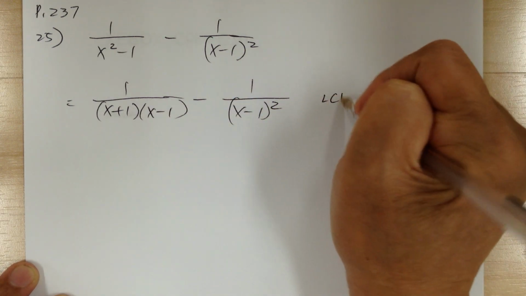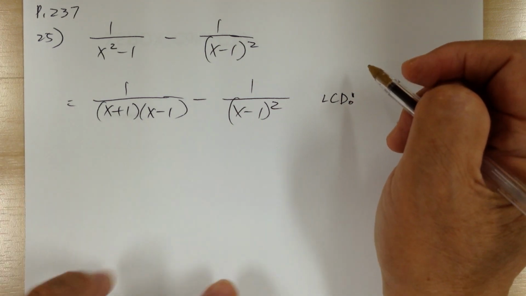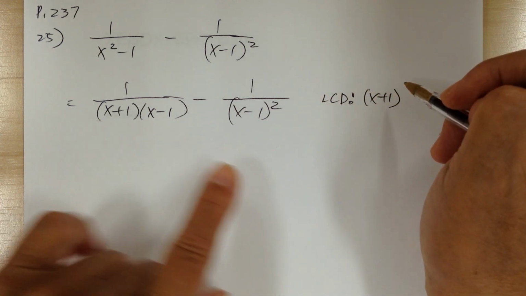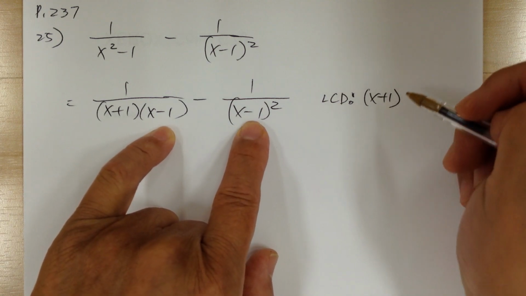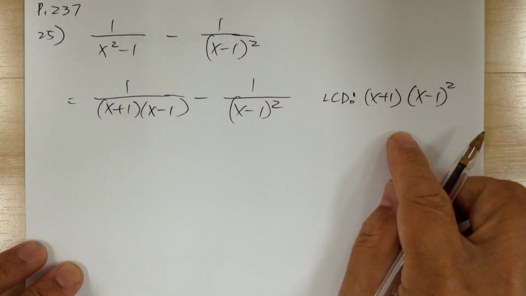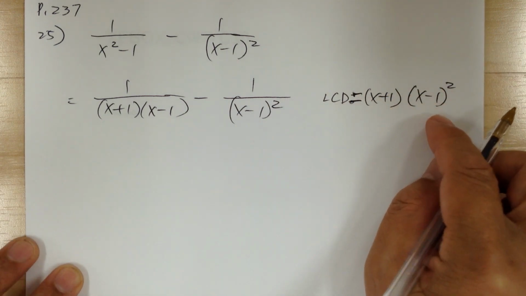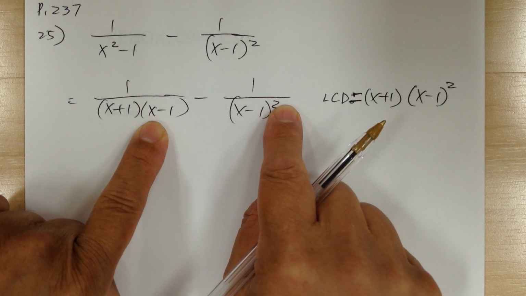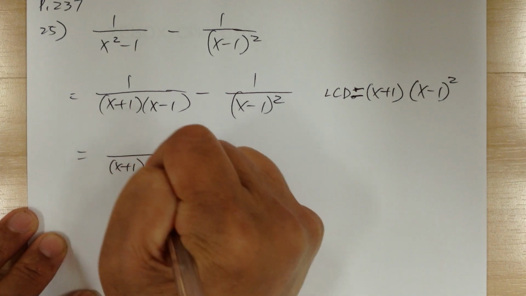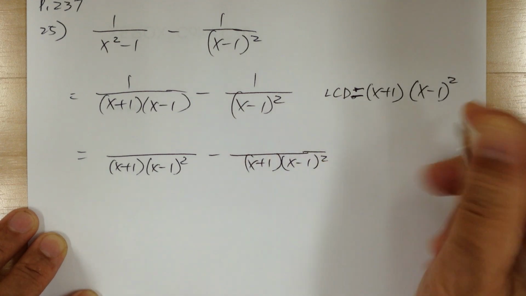Now you have to figure out your LCD. You go down the number, alphabet, and the group. The group over here, you need to get x plus 1, right? And this one, the same. When you have the same variable or the group, you take the highest exponent, so it would be x minus 1 squared. That's your LCD. LCD is equal to x plus 1 and x minus 1 squared. Again, when you have the same, you take the one with the higher exponent. Then you get your LCD on the bottom.